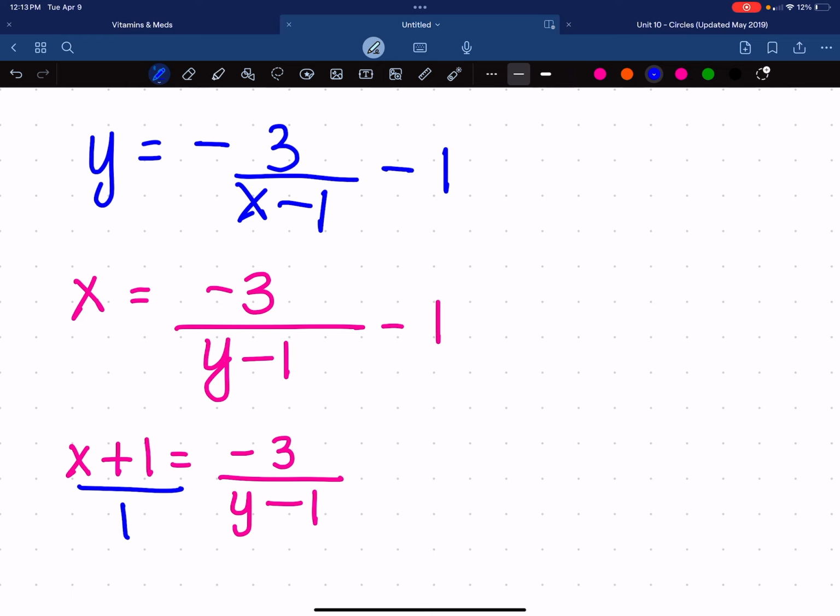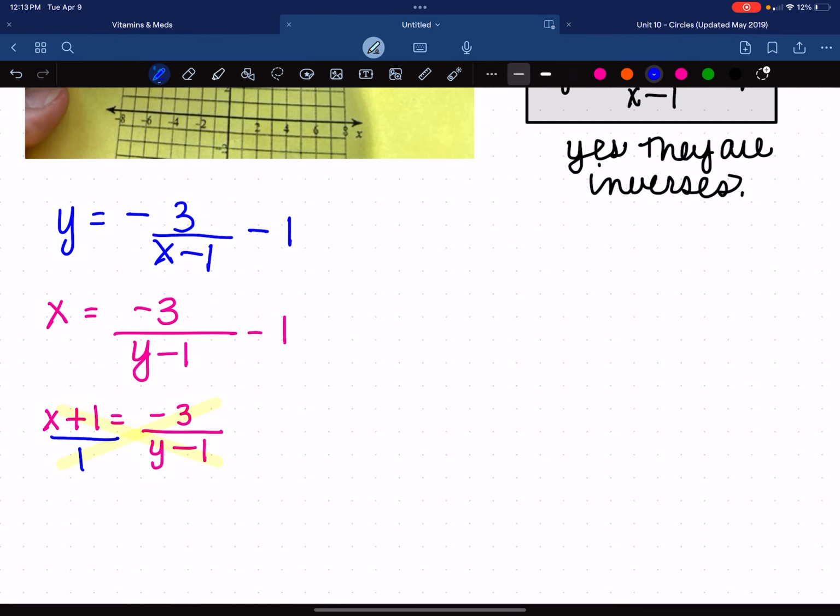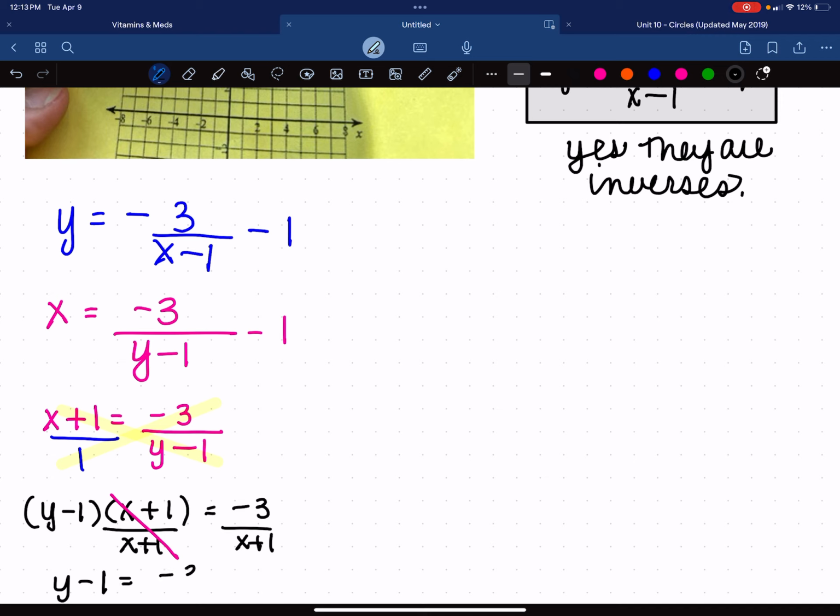Treat it like a proportion. Put it over 1. You're going to cross multiply. When you cross multiply, you get y minus 1 times x plus 1 equals -3. You're going to divide by x plus 1 on both sides. This cancels. You're left with y minus 1 equals -3 over x plus 1.